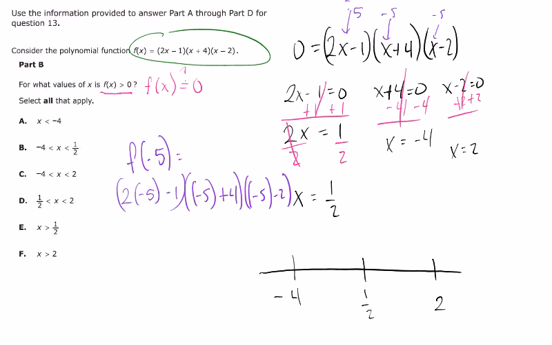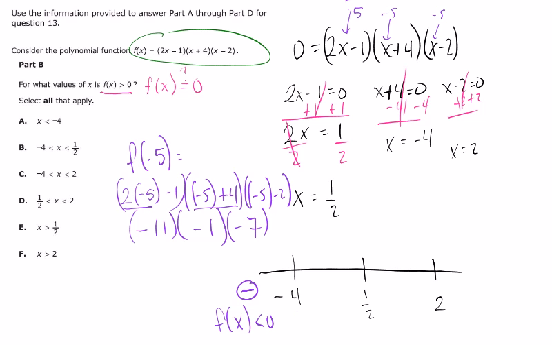I'm just going to work this out on the paper here. So this will be negative 10 minus 1, which is negative 11. Negative 5 plus 4 is negative 1. And then negative 5 minus 2 is negative 7. So that's going to come out negative, right? So f of x is negative to the left of negative 4. So f of x is less than 0 for everything that's less than negative 4.